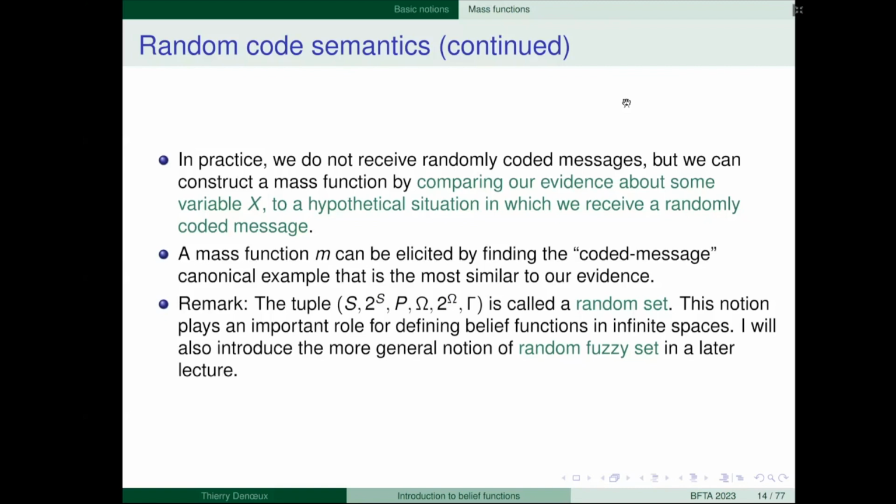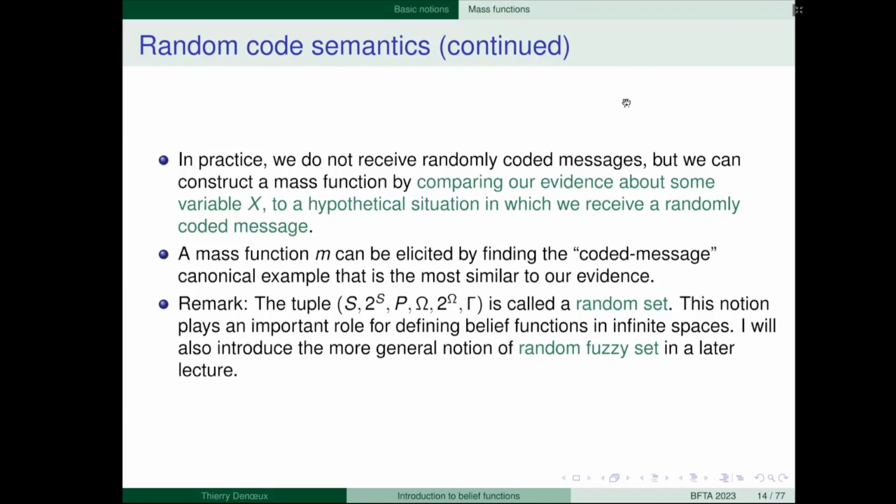So a mass function M can be elicited by finding the coded message canonical example that is the most similar to our evidence. It's like with probabilities, one way to elicit probabilities is to compare some situation with drawing a ball from an urn. Okay? For example, will it rain tomorrow? You can say, okay, I'm not sure, but my feeling of uncertainty is the same as if I drew a ball from an urn that contains, say, 90% of black balls.